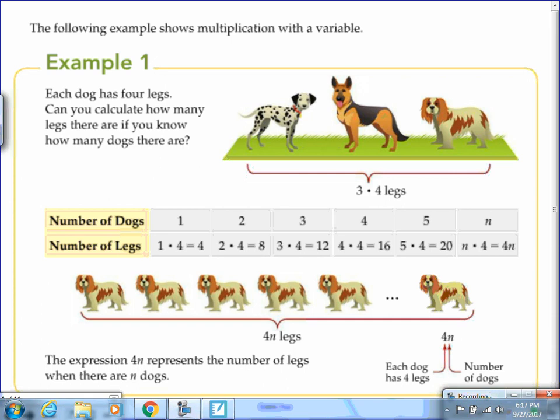Okay, each dog has 4 legs. You're going to multiply that by the number of dogs. That's all the rule is saying.